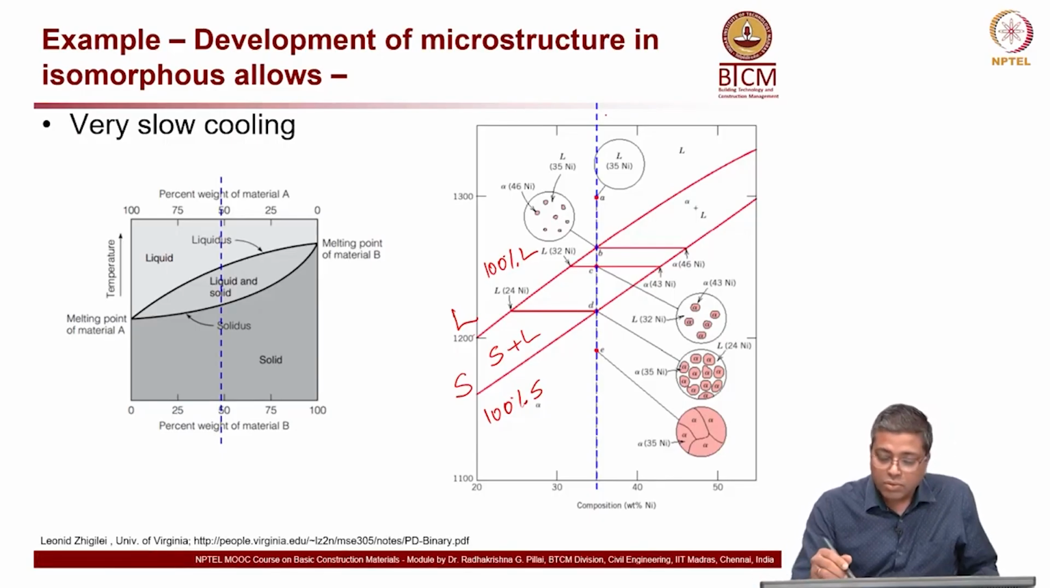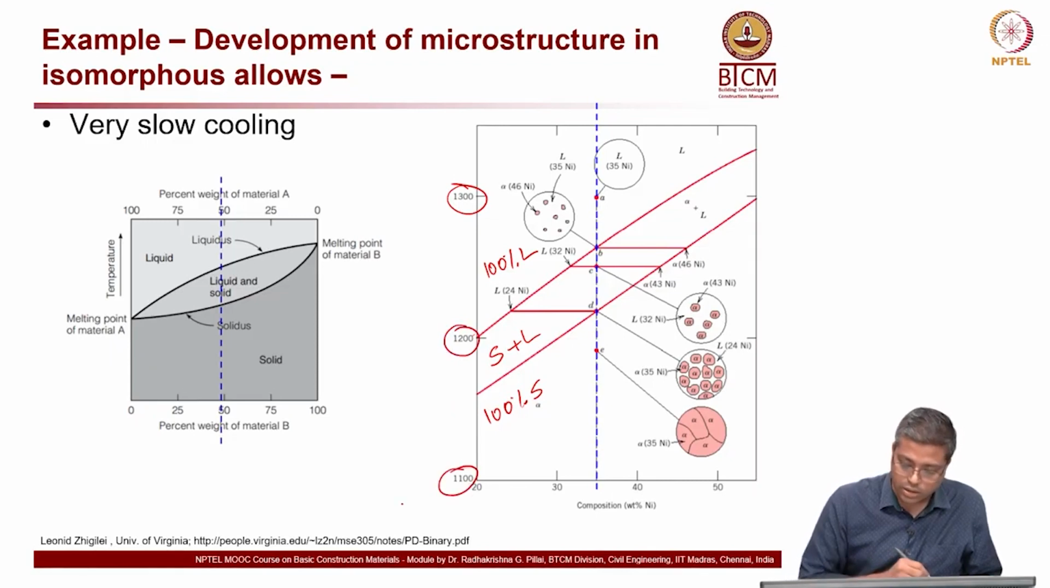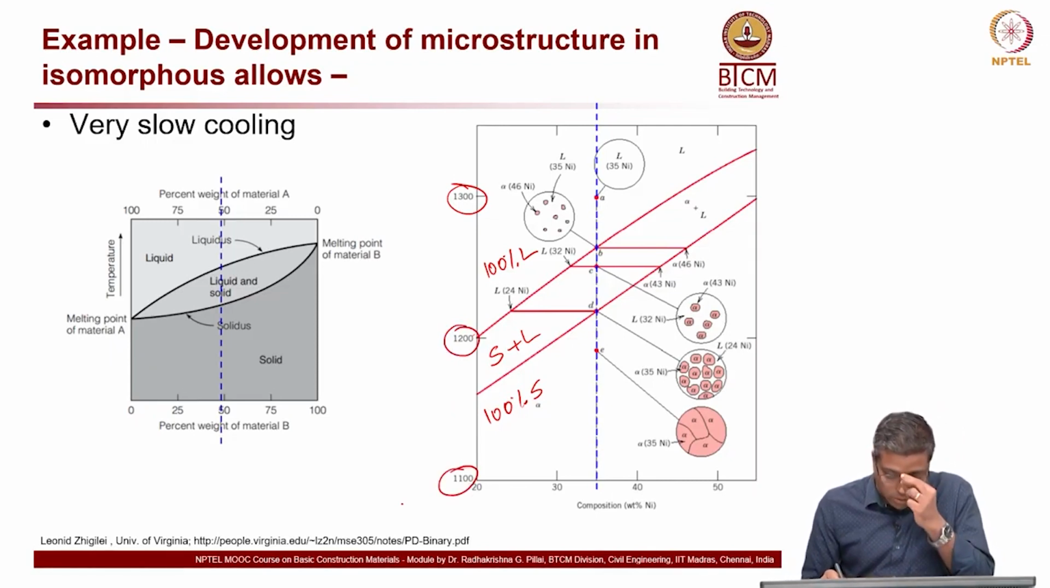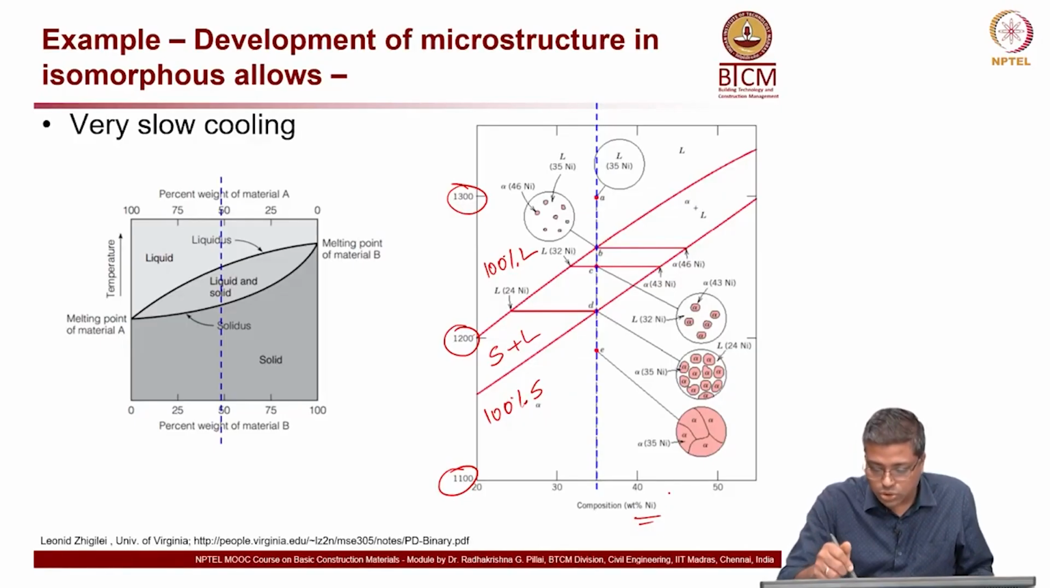Now, let us start from the top of this blue line and move downward, and see what happens when the temperature decreases. So, now look at the temperature. This is 1300, 1200 and 1100. This particular material's composition is given in weight percent nickel, but that is not the important thing here. I am just trying to show you how the phases are different.